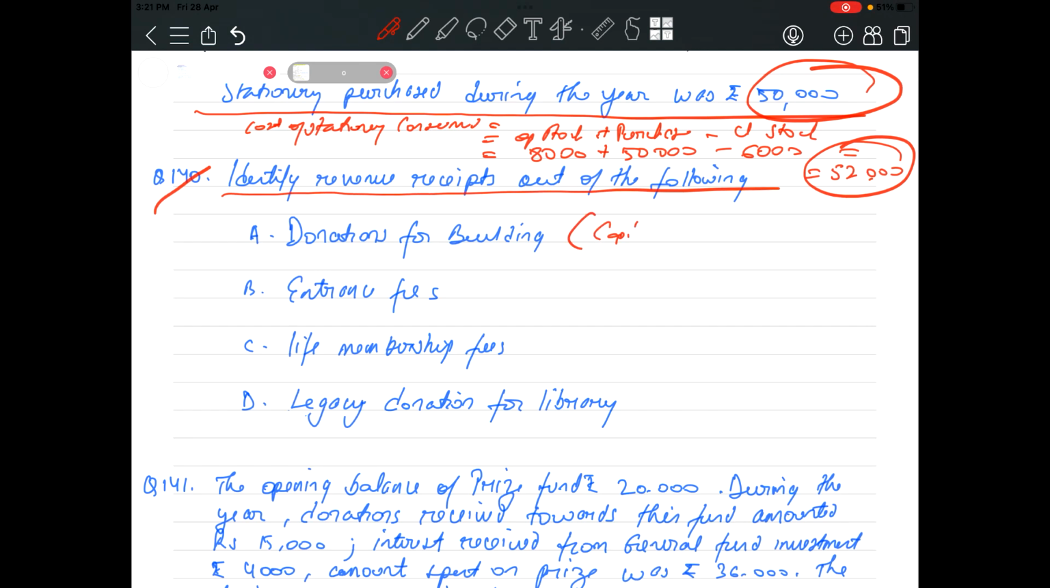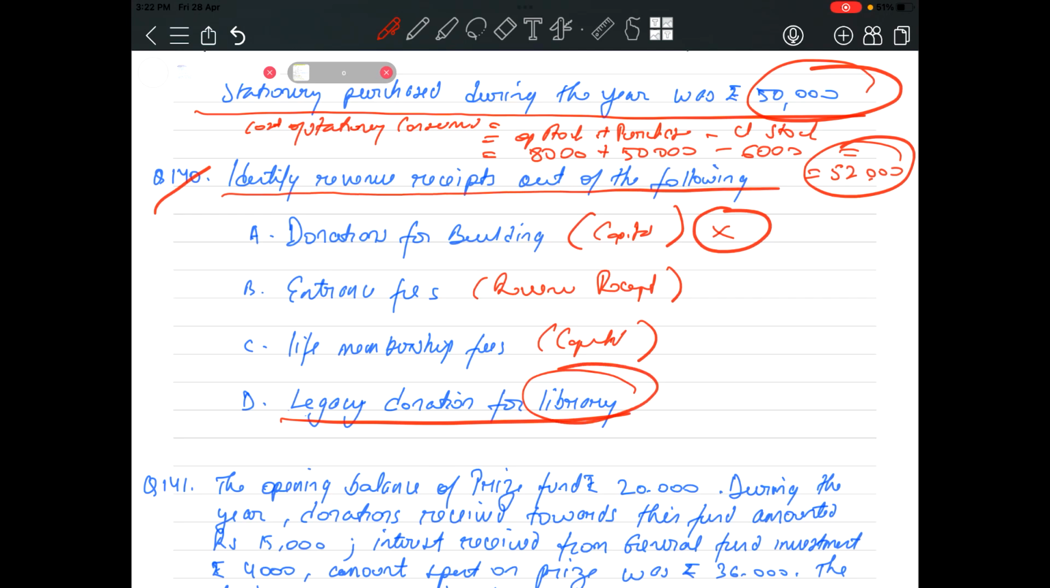Donation for building, this is a capital receipt, specific donation. This is not the right answer. Entrance fee, yes, this is a revenue receipt. When a member enters into the organization, he'll have to pay some fee. That will be a revenue item. Life membership fee, I've told you this is a capital receipt. Legacy donation for library. We are receiving legacy donation for a specific purpose, so this will be capital in nature, right? So what will be the right answer? The right answer is B, entrance fee.